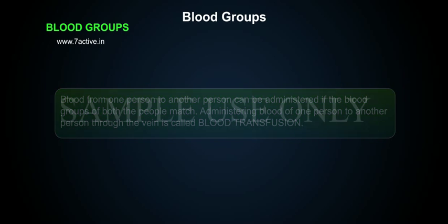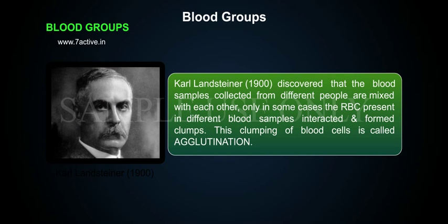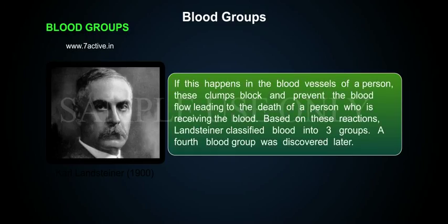In 1900, Karl Landsteiner discovered that when blood samples collected from different people are mixed with each other, in some cases the RBC of different blood samples interacted and formed clumps. This clumping of blood cells is called agglutination. If this happens in the blood vessels of a person, these clumps block the blood flow, leading to the death of a person who is receiving the blood.